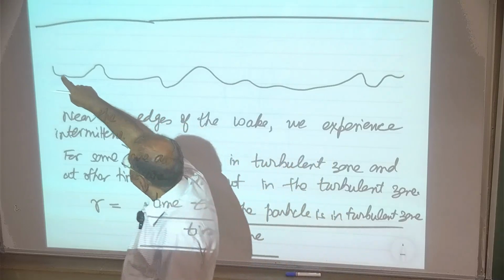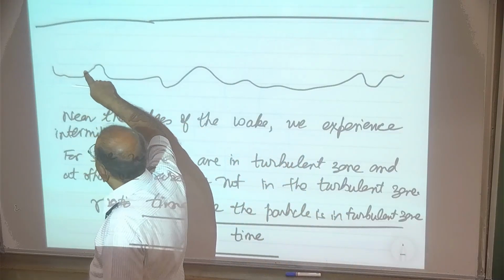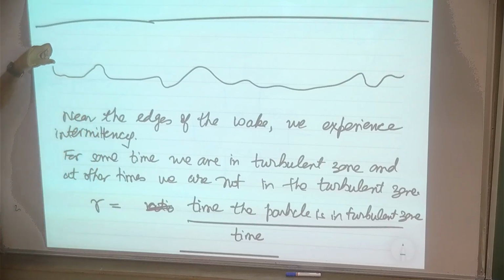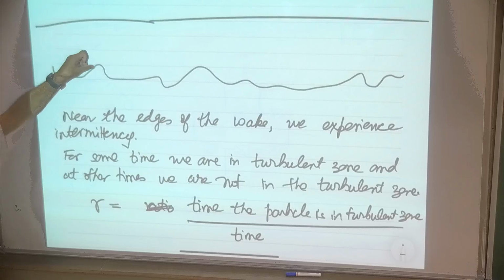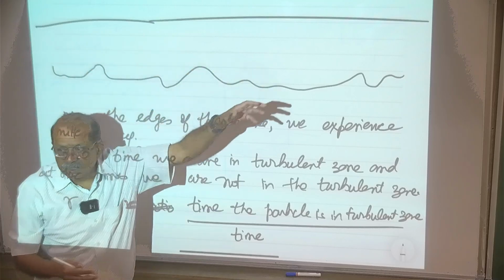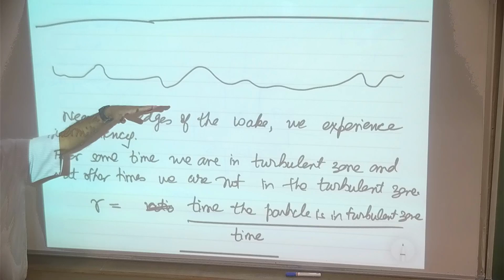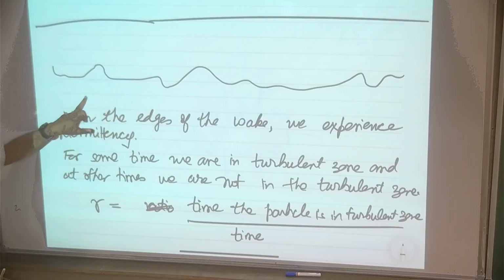But if I come here, somewhere here, then I will have to see. At this location, something like this, intermittency will be like 0.8 or 0.9. But once I come here, it will be, let's say, 0.7. And once I'm outside here, what will be the intermittency? It will be 0. Okay?